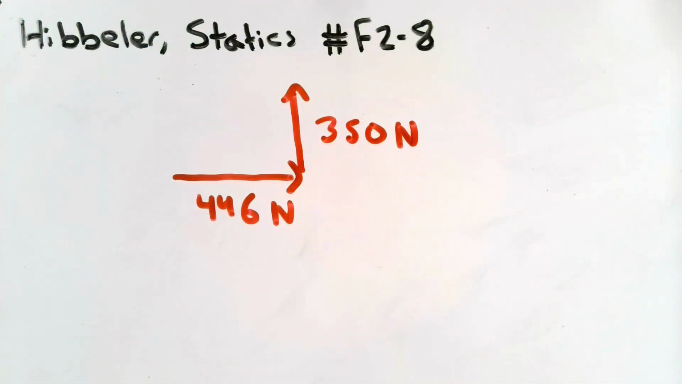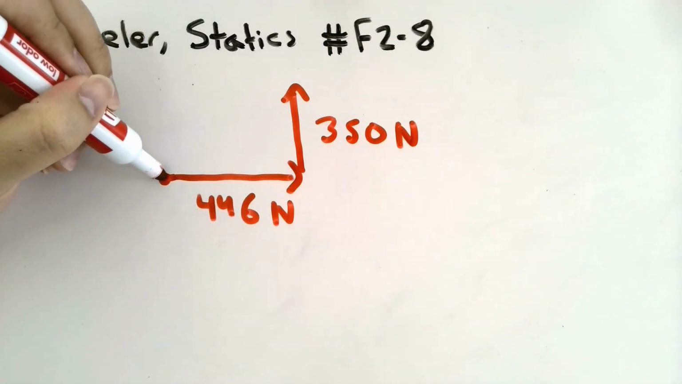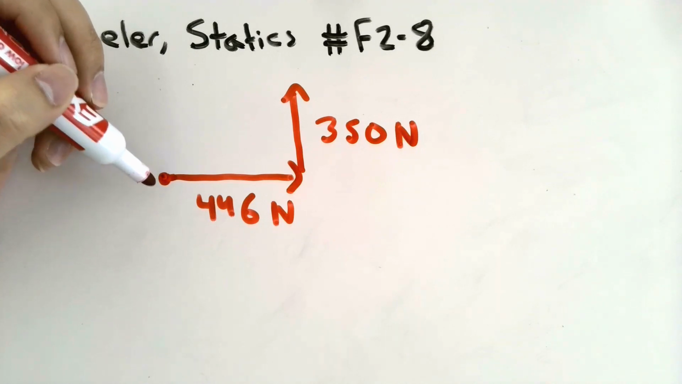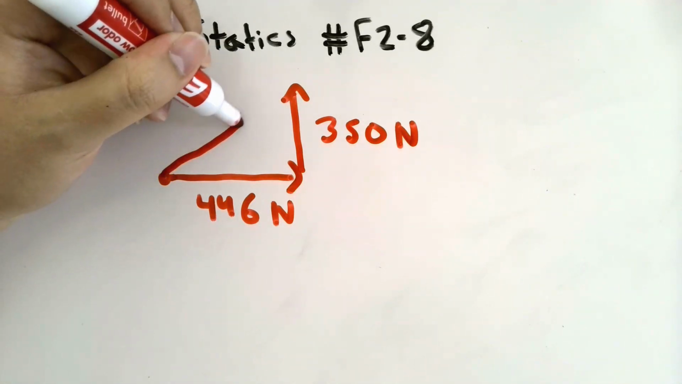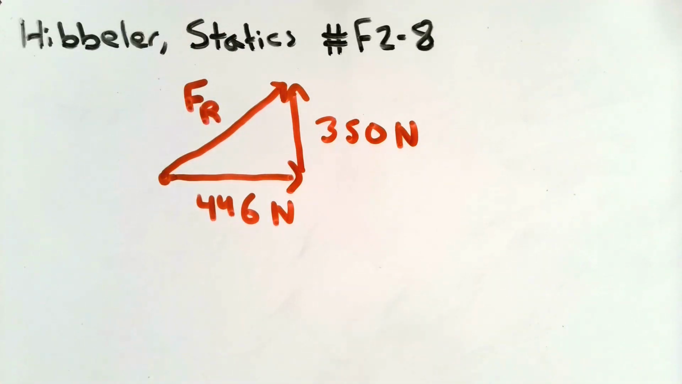Graphically, we have an x component of 446 newtons and a y component of 350 newtons. We can find the magnitude of the resultant vector by simply performing a vector sum. In this case, the vector sum should be a vector that goes from the start of the 446 Newton vector to the end of the 350 Newton vector. Notice that this vector sum forms a right triangle, so we can apply the Pythagorean theorem to find the magnitude of our resultant force.